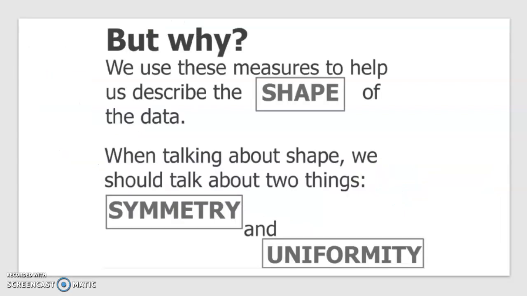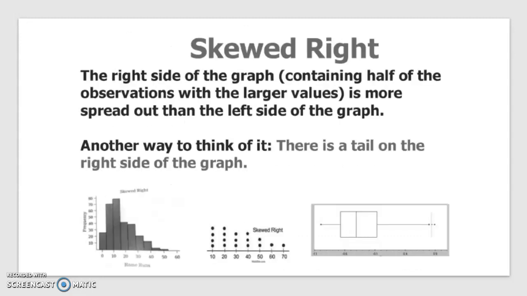Okay, so we use these measures to help us describe the shape of our data. And when we're talking about shape of our data, we're going to talk about 2 things, primarily symmetry and then uniformity. Okay, so if your data is skewed right, you need to understand this. If it's skewed right, that probably means you're going to have an outlier to the right. Outlier over here to the right, okay? Which is going to skew your information to the right.